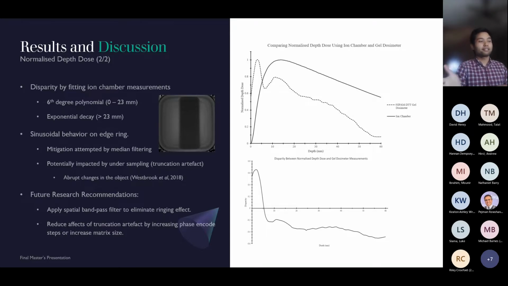On the left-hand side, you've got the graph with your normalized dose on the y-axis and depth on the horizontal axis, and you can see the comparison between those two with the initial large hump. And then below that, you've got the disparity, or the difference between them. After the initial hump, it stayed relatively low.